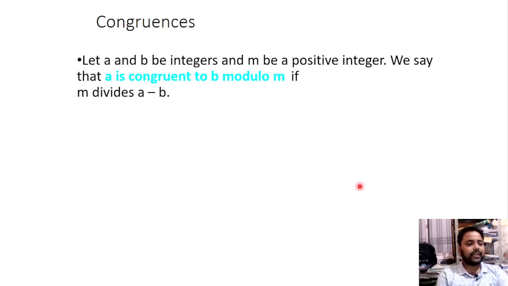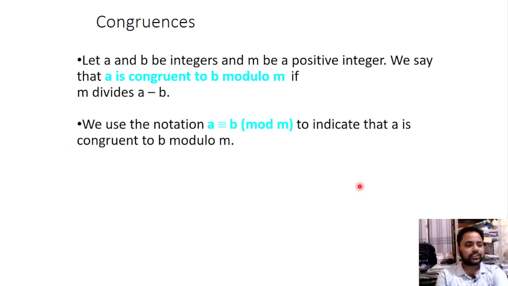if a is congruent to b modulo m, it means m divides a minus b. We use this notation, this is the symbol of congruence. So if we use this notation, a is congruent to b mod m, it means that m divides a minus b. So this is the same. We use the notation a is congruent to b mod m to indicate that a is congruent to b modulo m.